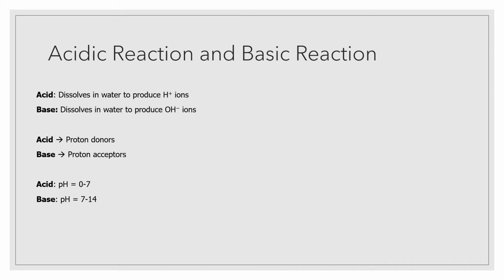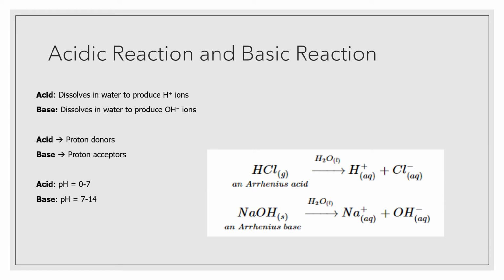Also, the pH range for acids is between 0 and 7, and the pH range for bases is 7 to 14. For example, here we have two reactions. For the first one, we have hydrogen chloride, which is an Arrhenius acid. When we dissolve this in water, it will produce hydrogen ions and chloride ions. On the other hand, we have sodium hydroxide, which is an Arrhenius base. When it dissolves in water, it will produce sodium and hydroxide ions. So in this case, we know that the first reaction is an acidic reaction and the second one is a basic reaction.